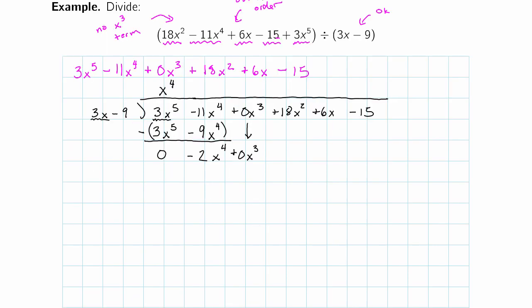Now it's time to divide again. So again, looking at this first term, negative 2x to the 4th divided by 3x. Negative 2 divided by 3, that's going to give us a fraction. That's going to give us the fraction negative 2/3. And then x to the 4th divided by x, that's x to the 3rd. Okay, multiply. Negative 2/3 x to the 3rd times positive 3 is negative 2. And x to the 3rd times x is x to the 4th. Negative 2/3 times negative 9 is positive 6. And then we need our x to the 3rd.